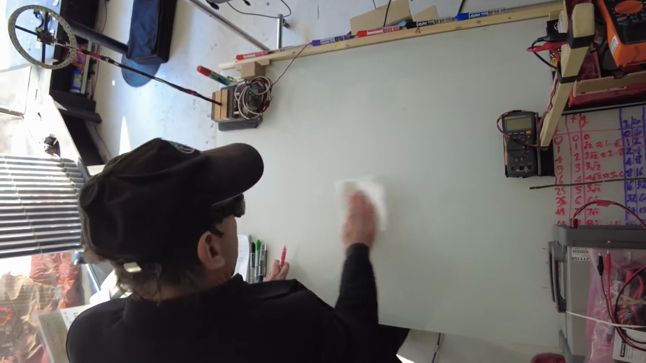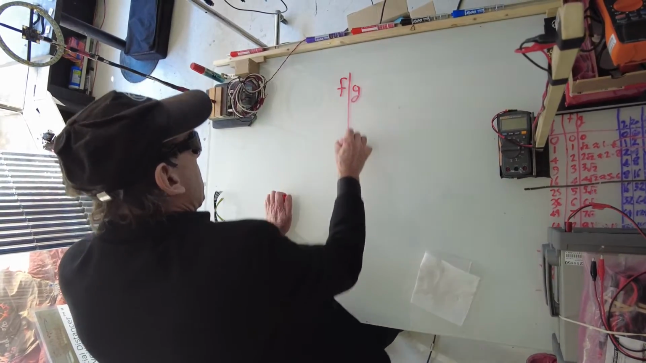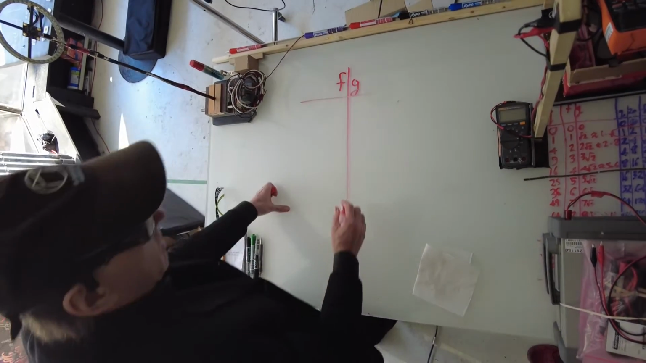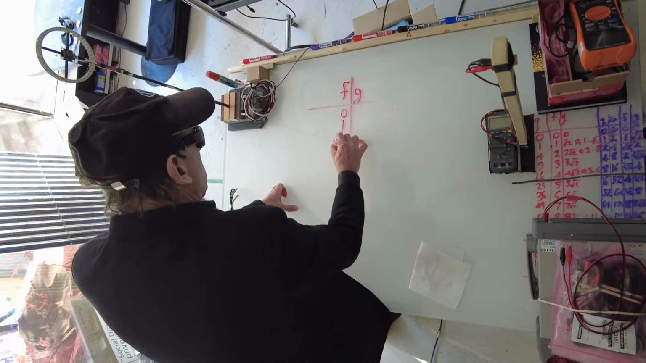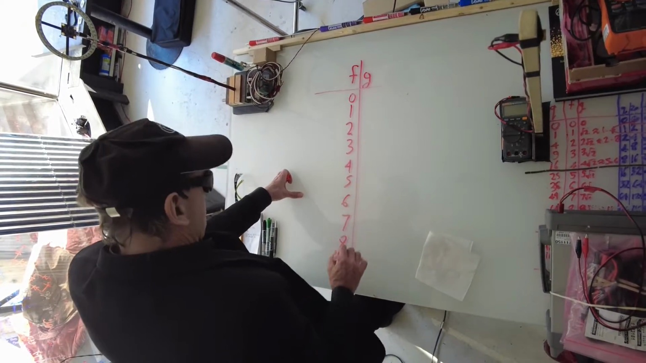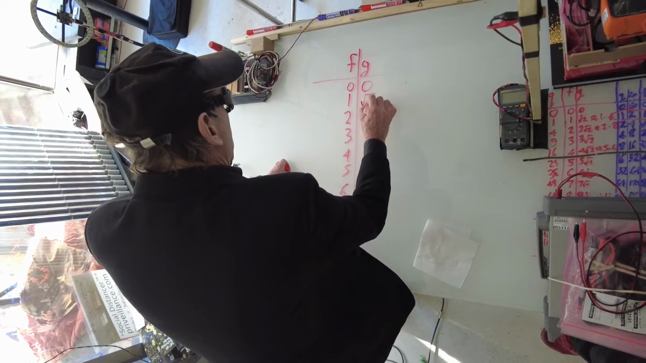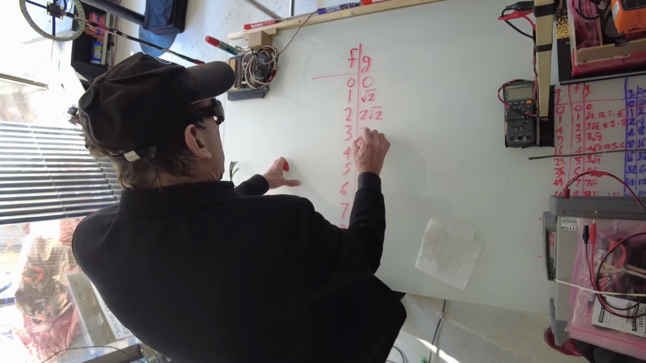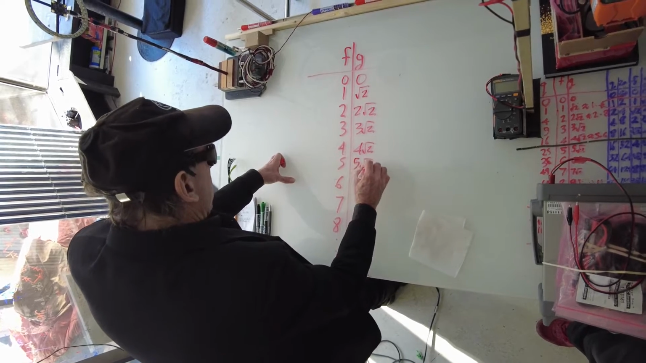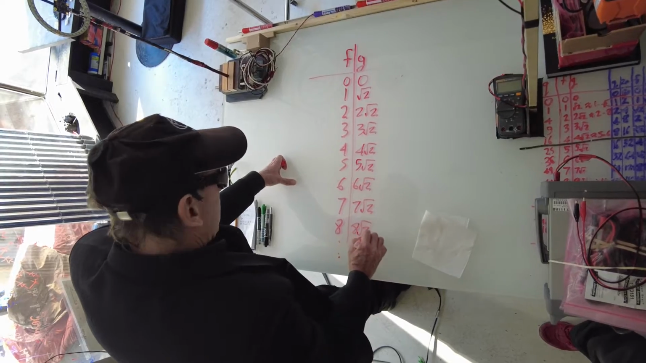okay, we'll have ordered pairs of f and g, and we'll have something like f will be 0, 1, 2, 3, 4, 5, 6, 7, 8, and so on. And g will be 0, and then root 2, 2 root 2, 3 root 2, 4 root 2, and so on. So everything here is square root of 2 times more.